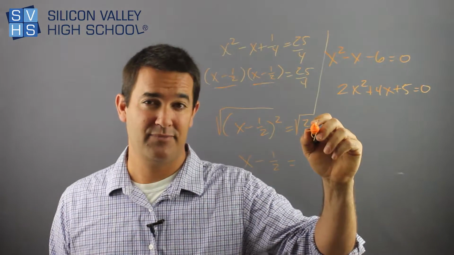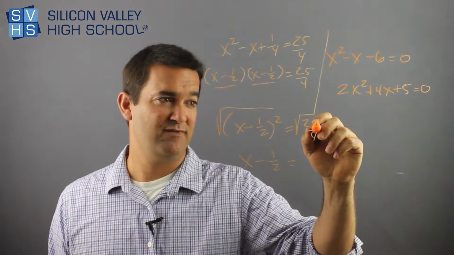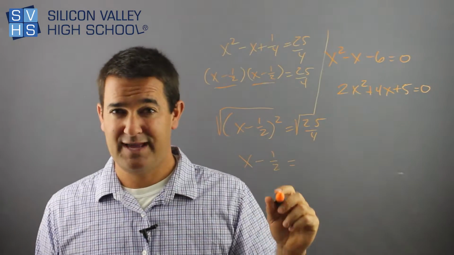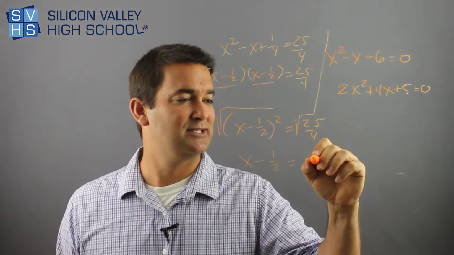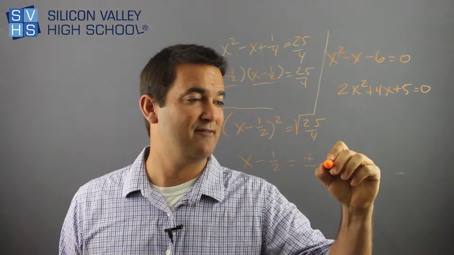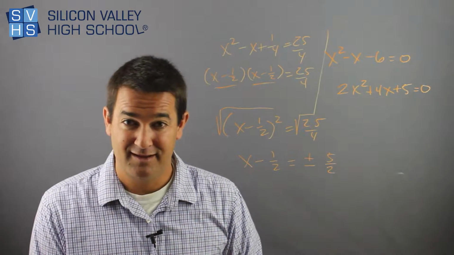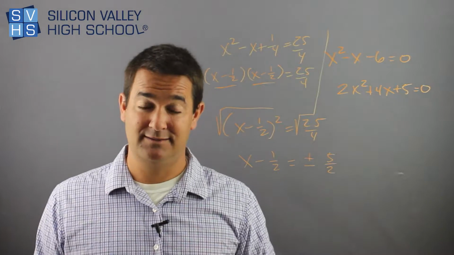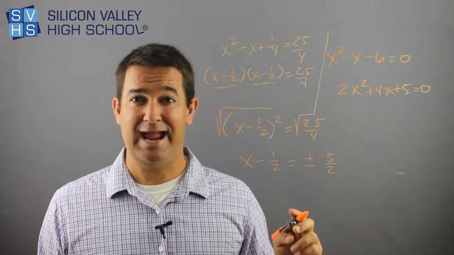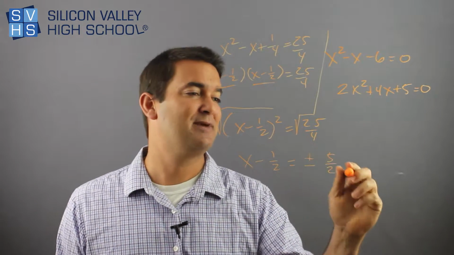You root the top and you root the bottom. That would be 5 over 2. And don't forget, whenever you root both sides, you have plus or minus 5 over 2. If you forget the plus or minus, you're going to get an F. And that will be on your permanent record. Okay? Like well into your 80s, people are going to know about this. So put plus or minus.